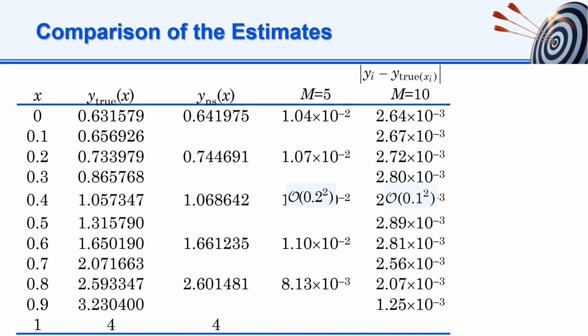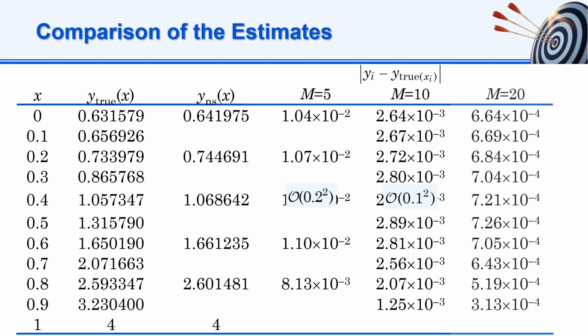In the last column, the absolute true error for the m equals 20 case is presented. As the interval size is reduced, the true absolute errors are in the order of 10 to the minus 4. We observe that as h decreases, the numerical estimates approach the true value.